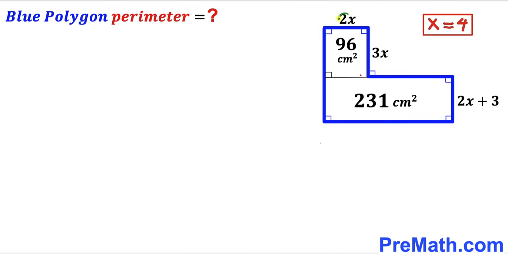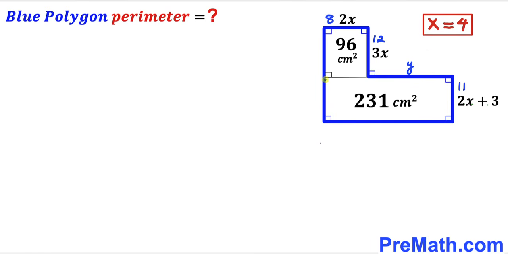If we substitute the value over here, 2 times 4 is going to give us 8 centimeter. If we substitute x equals 4 over here, that is going to be 12 centimeter. And if we substitute x equal to 4 over here, 2 times 4 is 8 plus 3 is going to be 11. So our side lengths turn out to be 8, 12 and 11. Now our task is to calculate the value of this side length, which I'm going to label as lowercase y.